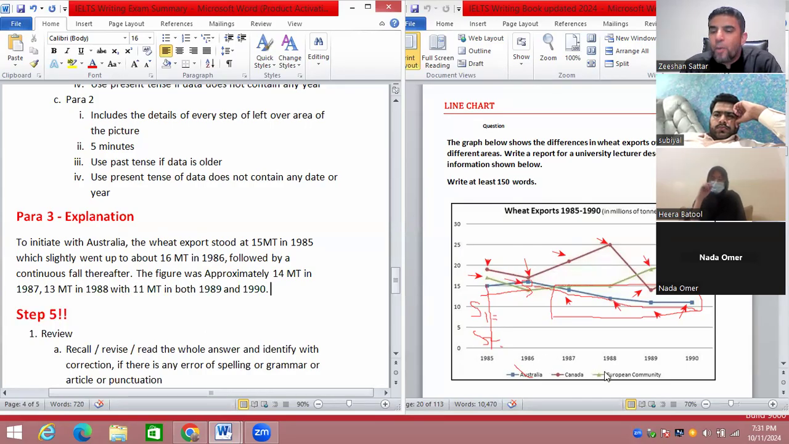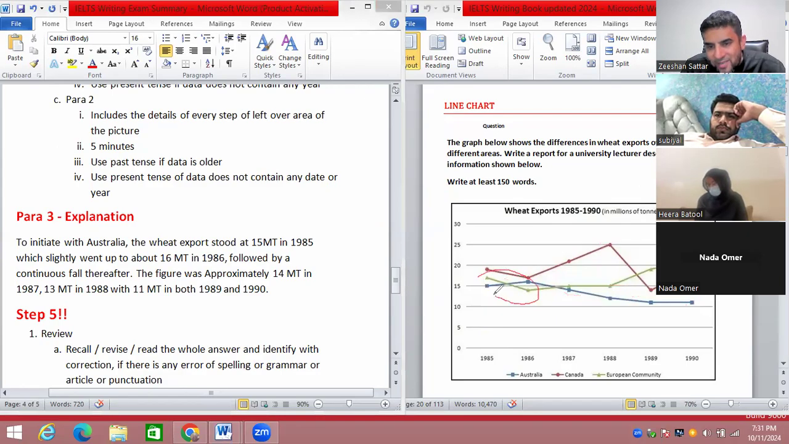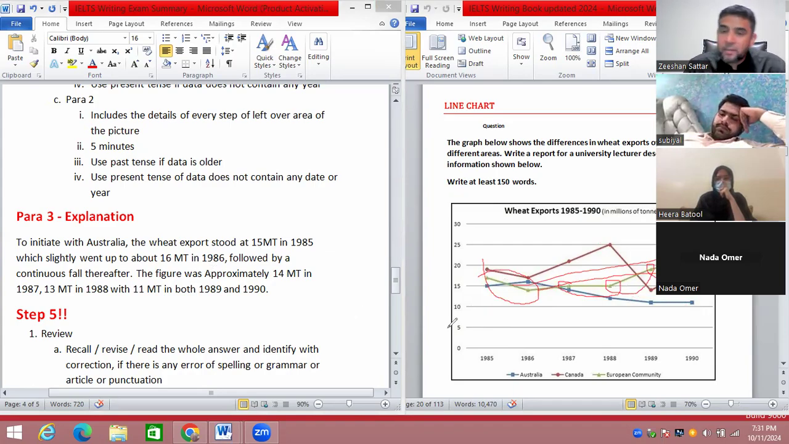So now, move ahead to the European Community. Again, I will write 2 sentences. In the first sentence, I will explain, as I told you, these 2 years and then the trend. And in the second sentence, I will explain all the rest of the 4 years, as I did here in the first one. But if you see here, this increase was given a name, slightly.